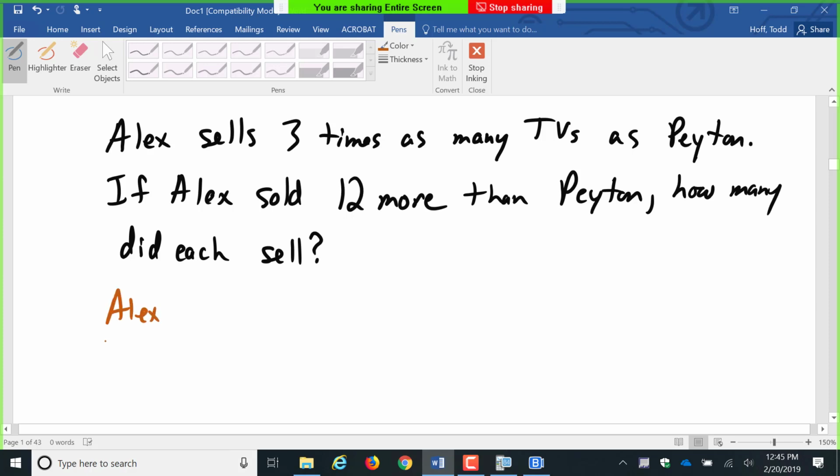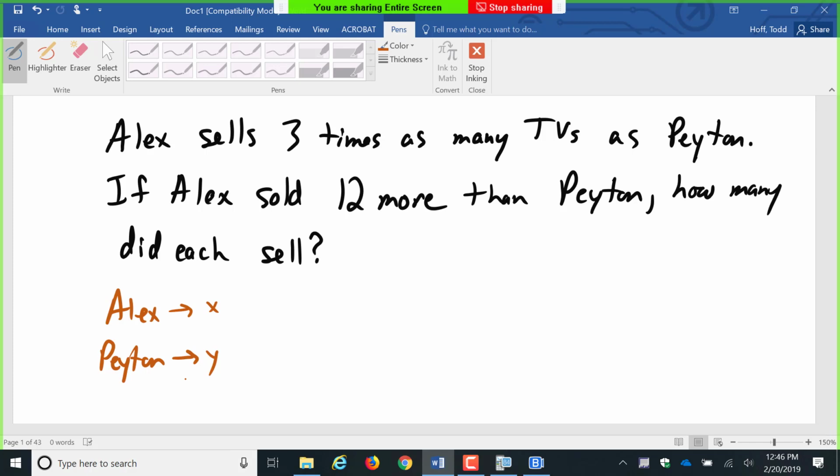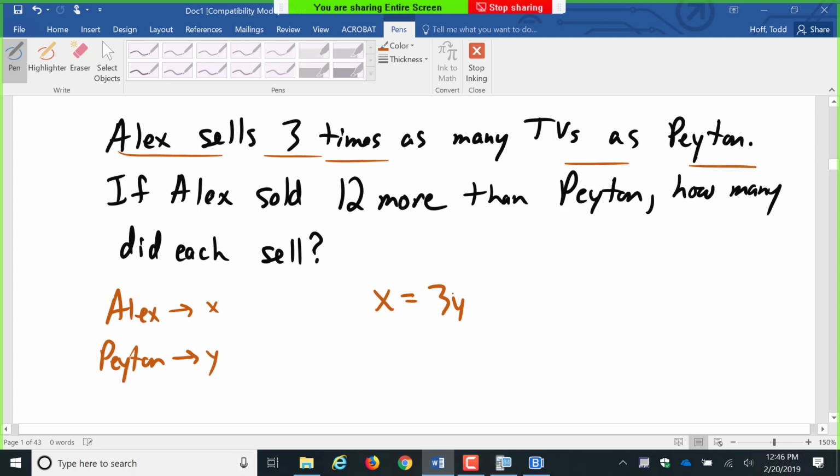So we have Alex and Peyton. Let's let X be the number that Alex sells and Y be the number that Peyton sells. What are our relationships here? Is one of them x equals 3y? X equals 3y because Alex sells 3 times as many as Peyton. That's perfect. What's the other one? Is it y equals x plus 12? Y equals X plus 12 would work. Or you could put X minus Y equals 12.